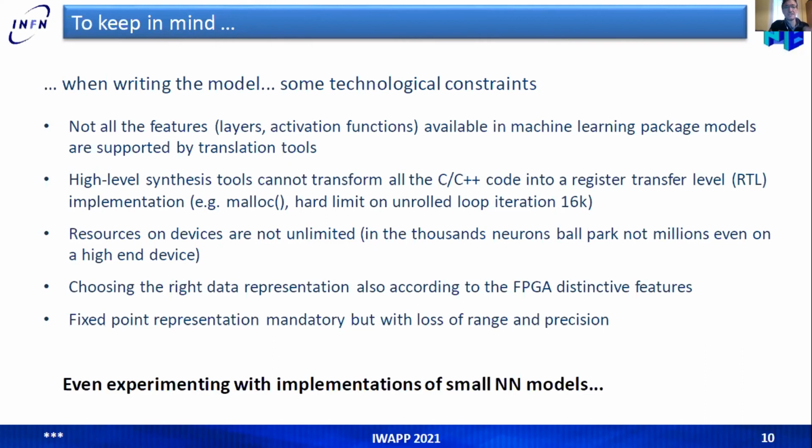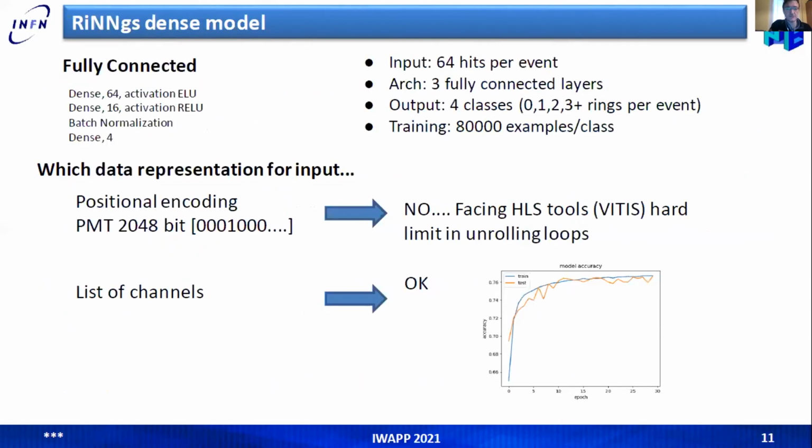We have to consider that the resources on the device are not unlimited, and besides, we have to choose the right data representation for the FPGA input. The fixed point representation is mandatory, but we have to accept the loss of precision. And we encountered some of these problems also with the small neural network models.